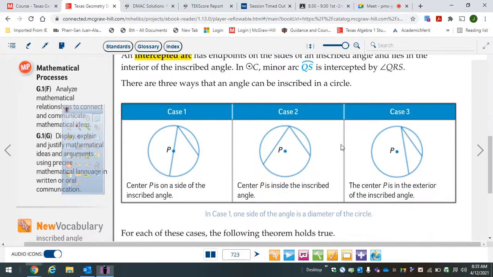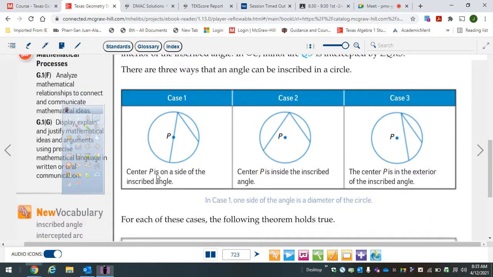There are several ways this could happen. The center P is on the side of the inscribed angle, so this could be going through the center. And you have this right here. That's your inscribed angle, intercepted arc. Over here is going to be inscribed angle right here, intercepted arc here. The center P is in the interior of the inscribed angle, and the center P is in the exterior of the inscribed angle. So in this situation, this one's on the exterior of the angle, this one's in the interior of the angle, and this one's on the angle. Okay, so there's three ways right there.